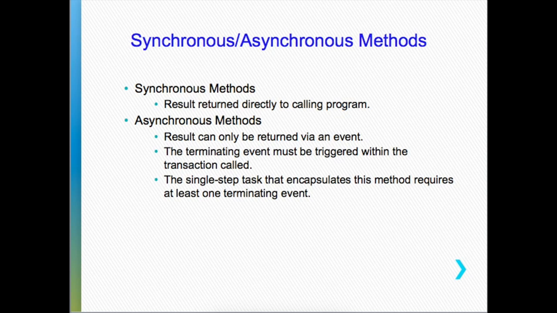So what you have to do is trigger an event. That becomes a terminating event for this specific method or process in your workflow. And this terminating event must be triggered within the transaction called. The single step task that encapsulates this method requires at least one terminating event. Whenever you define a single step task, that encapsulation happens for this specific method, which is asynchronous, and at least one terminating event is required.